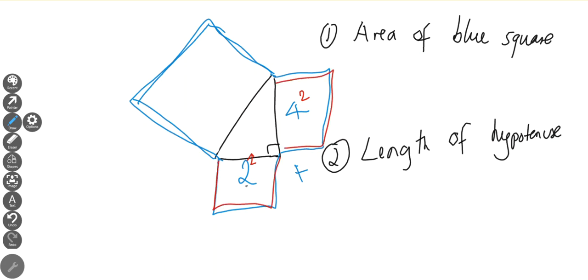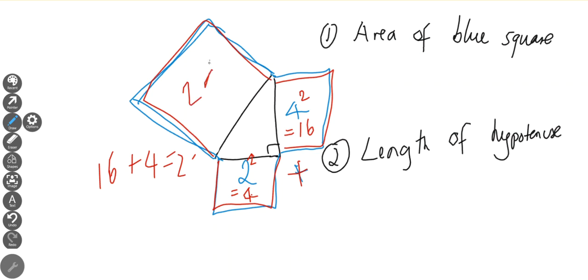So 2 squared is 4, so that has an area of 4. And 4 squared is 16. Okay, and now all I've got to do is add these two smaller squares to give me the larger square. So 16 plus 4 is equal to 20. So the area of that blue square is 20, and we can just say units because we don't know what the units are. And that's the area of the blue square using our Pythagoras skills.